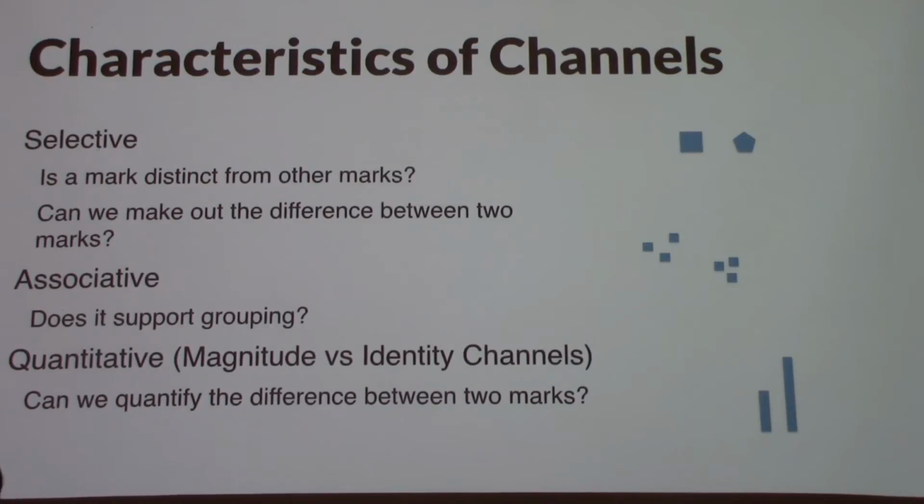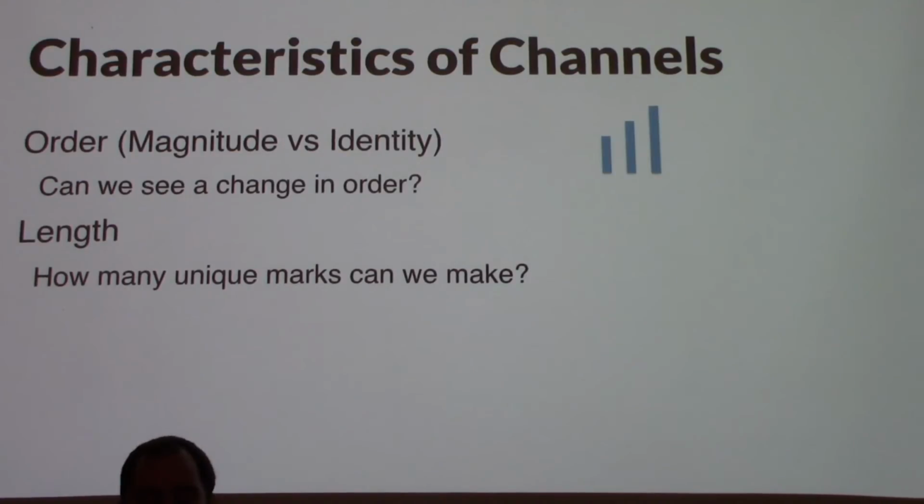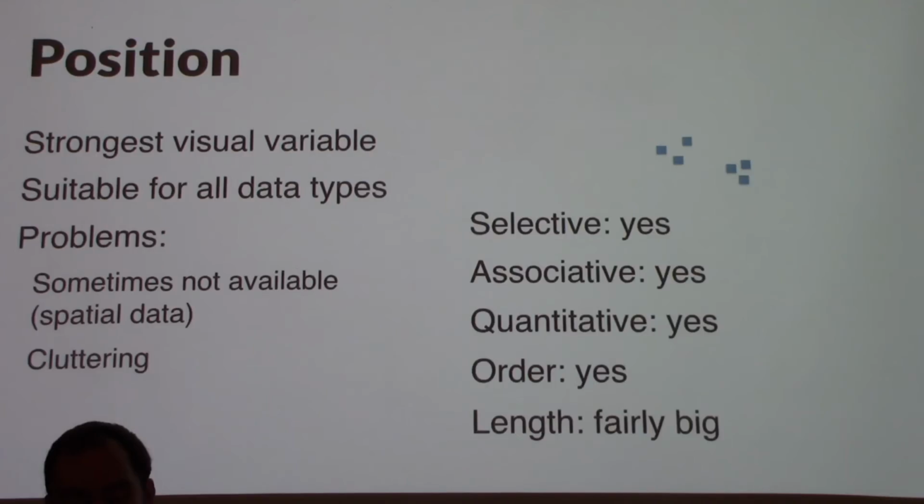And then we have this notion of magnitude versus identity channels. Is it quantitative? Can we quantify the difference between two marks? So we can analyze these channels based on these. Can we see an order? Magnitude versus identity again. Can we see a change in order? And length is how many unique marks can we make, and how many unique marks can be distinguished. We know that we can distinguish only 10, 12 colors. If you want to compare two colors, then you will limit it to 10 or 12 colors in your visualization. But if you, for example, use symbols, you have a much stronger variety of marks that you could use.